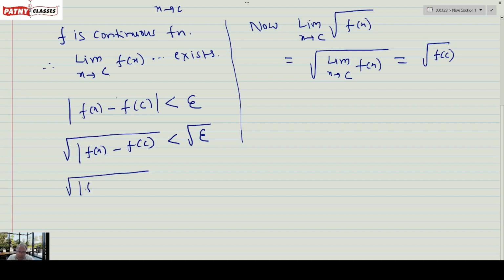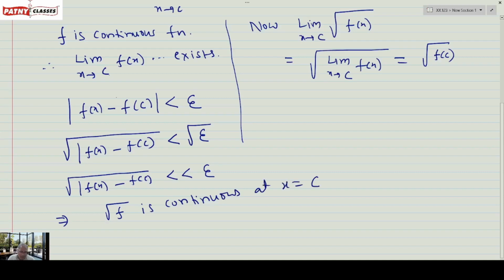and modulus of f(x) minus f(c) will be very much smaller than epsilon, which implies root f is continuous at x equals c on the basis of the epsilon-delta criteria. Therefore, if f is continuous, then root f is also a continuous function.